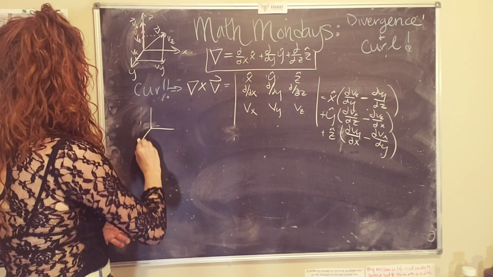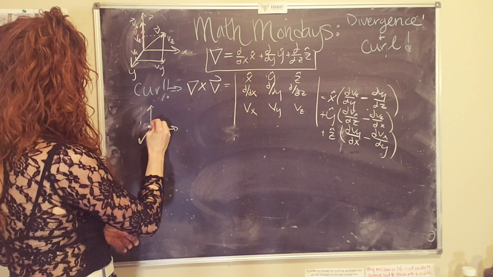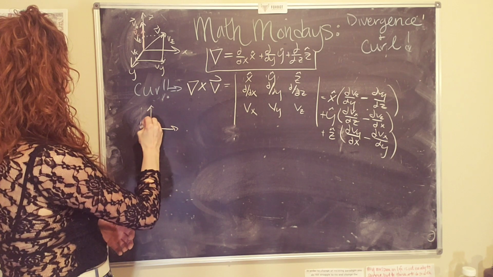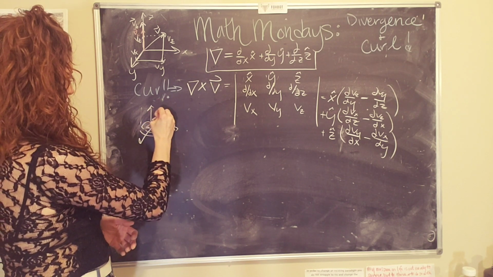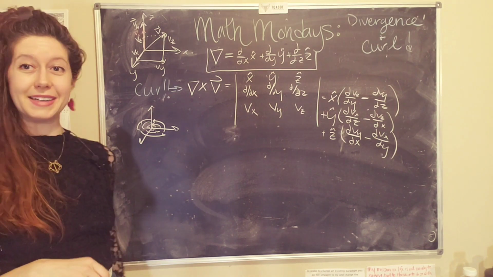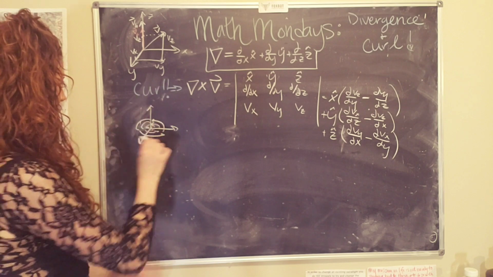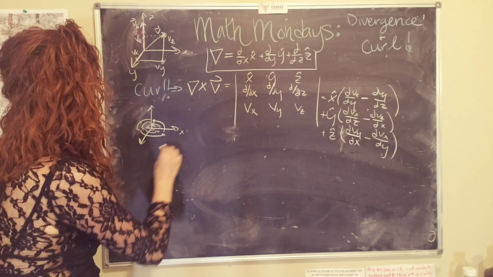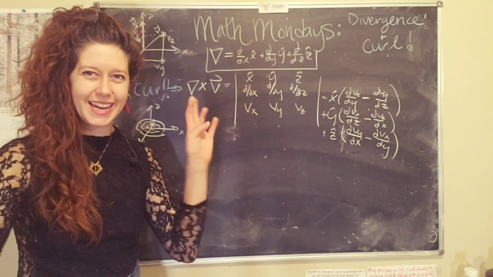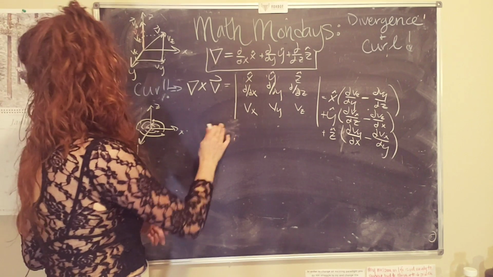The curl might look something like this, where you have small vectors in the center, and then they get larger on the outside. I am so sorry to all of you lovely artists. My arrows are not at all in the right viewpoint, but just use your imagination. They're all swirling around the origin: small arrows in the middle, and they get larger as you go outward.